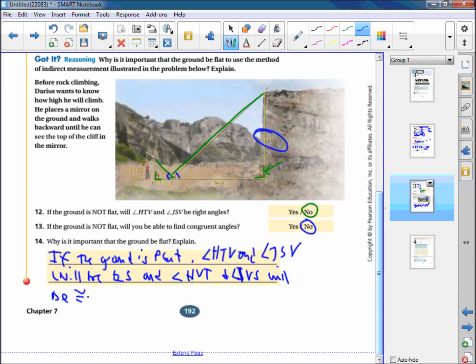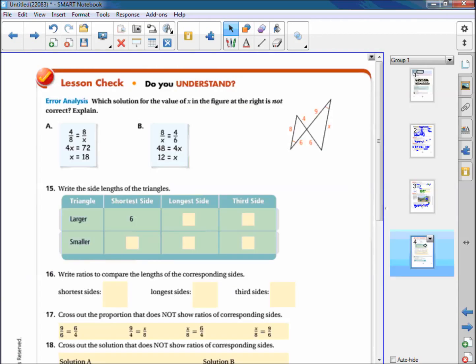Okay? So we need the ground to really be flat here. Now, if it's just a little sloped, you could still do it and get pretty close to the answer. It just won't be perfect. Okay? All right, let's flip it over.